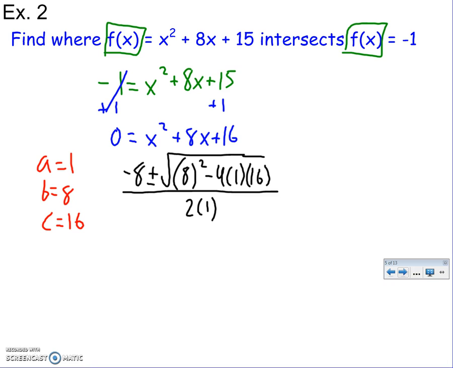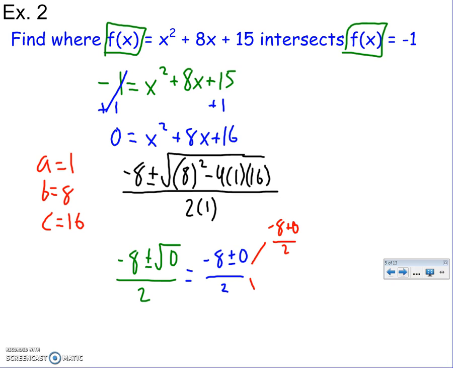So let's see, 64 minus 64 is 0. -8 plus or minus square root of 0 over 2. Well, the square root of 0 is nice. That's just 0. Now do the two cases. Now if you add or subtract 0, it doesn't really matter. It's going to be the same case twice, but just in case y'all aren't sure. -8 over 2 is -4. -8 over 2 is again -4.